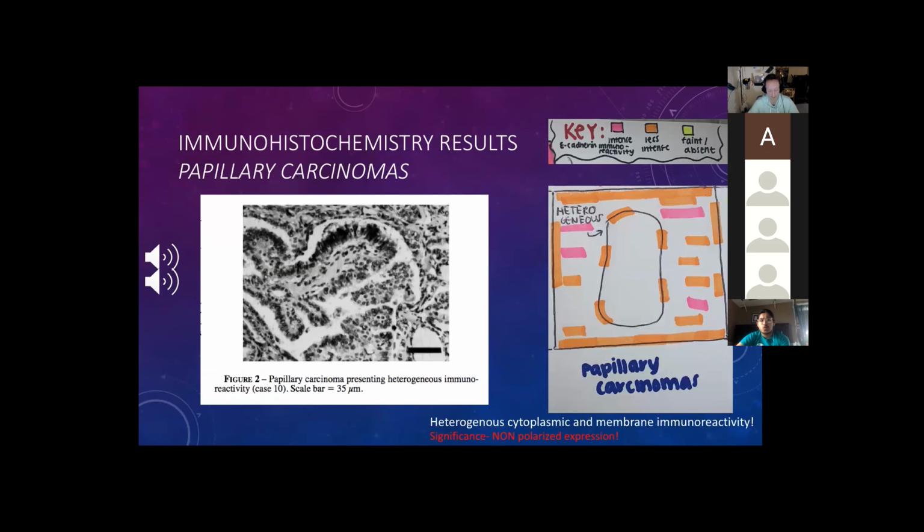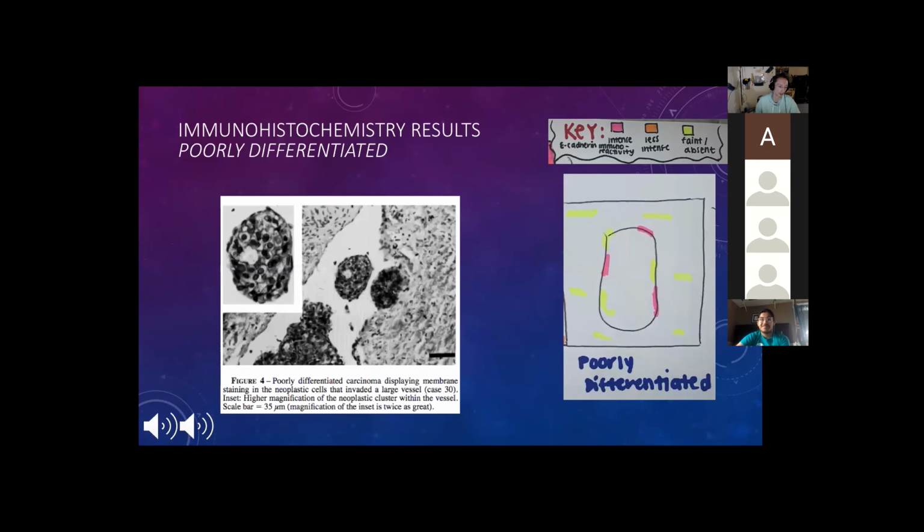The significance of this carcinoma. Sorry. Let me also mute myself.